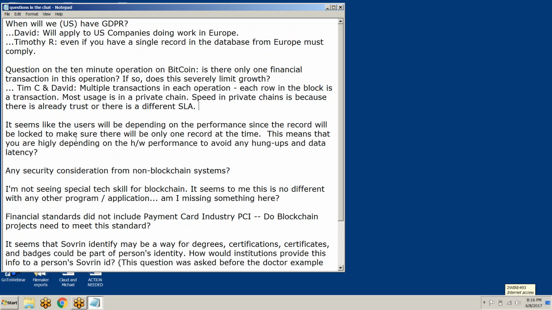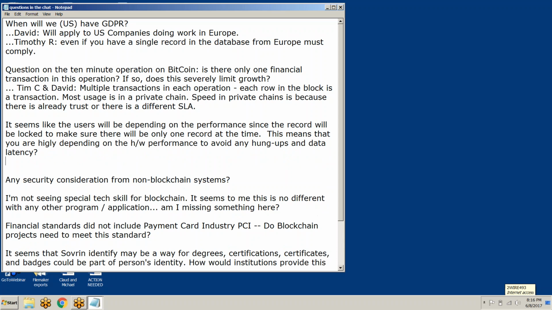So let's go to the next one. Let's see who would want to take this one. Users, depending on the performance, since the record will be locked to make sure that only one record at a time, highly dependent on the hardware performance to avoid any hang-ups and data latency. Let's see if I can parse this. Users are depending on the performance since the record will be locked.